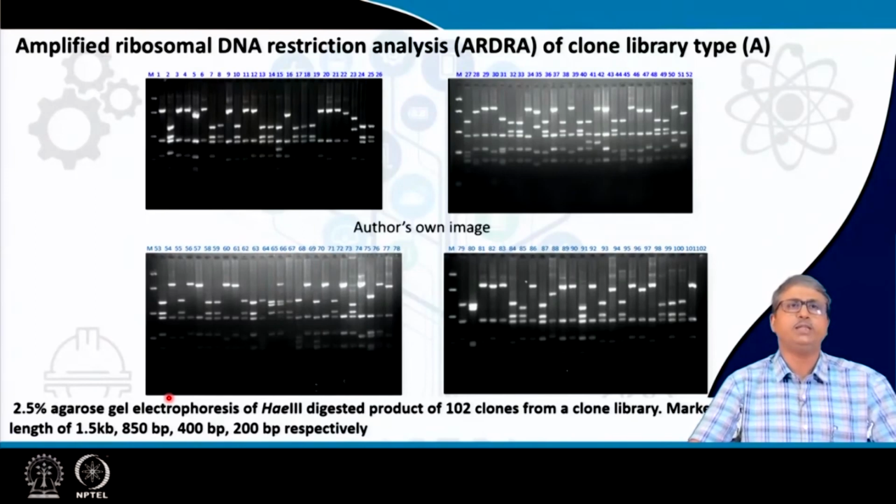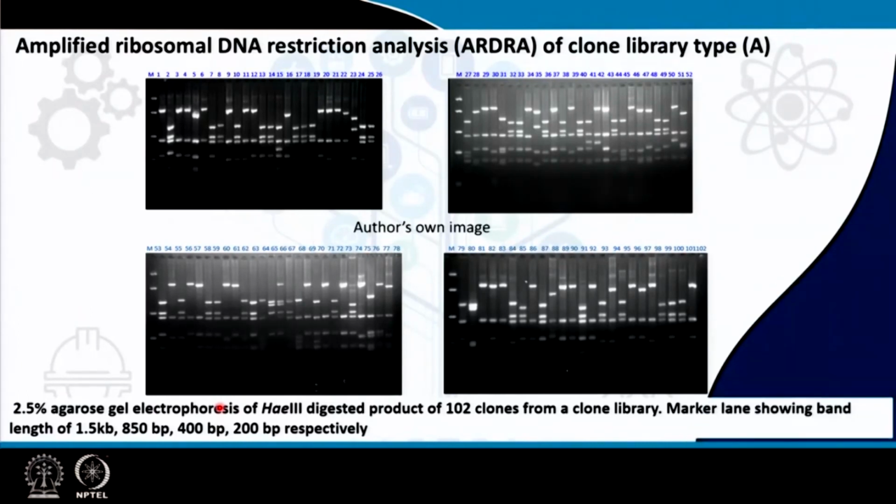Now, once we have the clones with us, suppose in this case I am showing you data with more than 100 clones. Each of the 100 clones has one plasmid. So, the plasmid DNA can be extracted, and then another round of PCR can be made to re-amplify the 16S from the plasmid, and that PCR product will be subjected to restriction enzyme digestion.